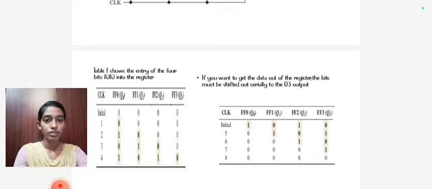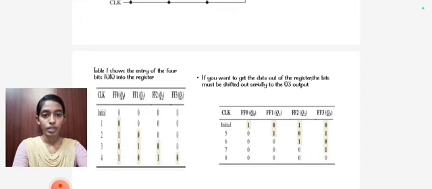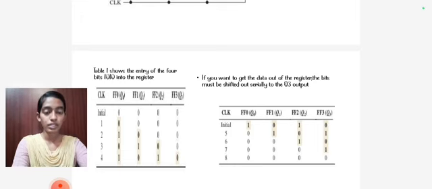Table 1 shows the entry of all 4 bits of 1010 into the register. The initial state will always be 0. Here I am taking the least significant bit first. In 1010 the least significant bit is 0. So the 0 is taken as the first input of the first flip-flop. I am giving the first clock pulse. The 0 is entered into the first flip-flop and the other flip-flops remain 0.